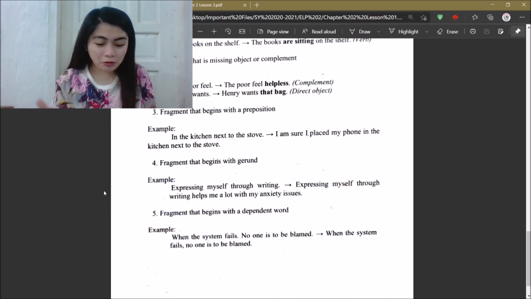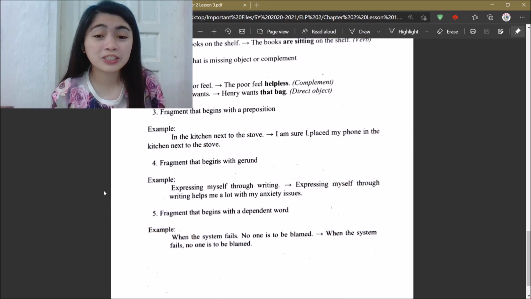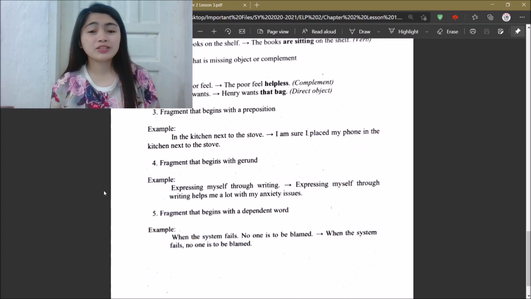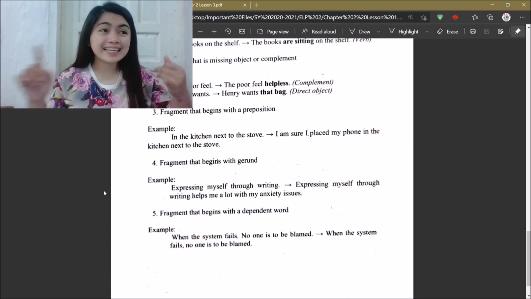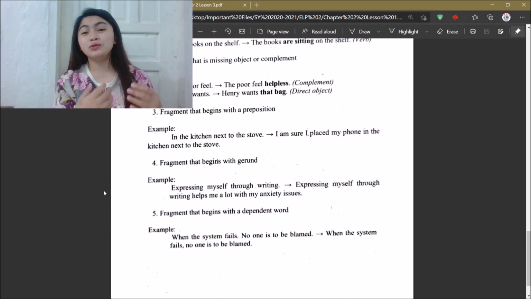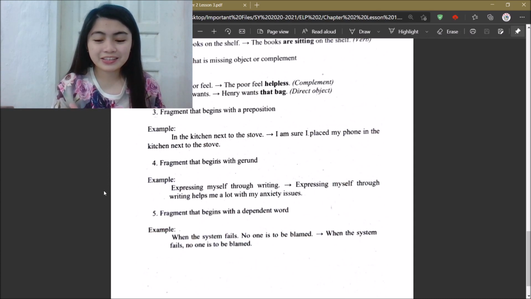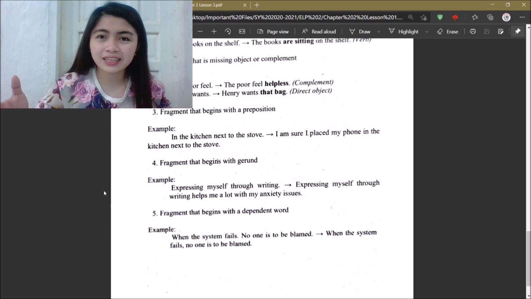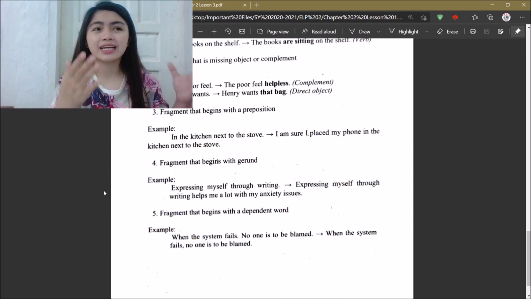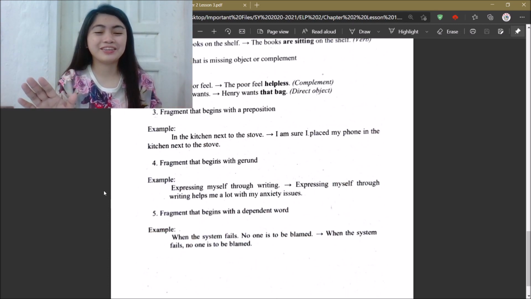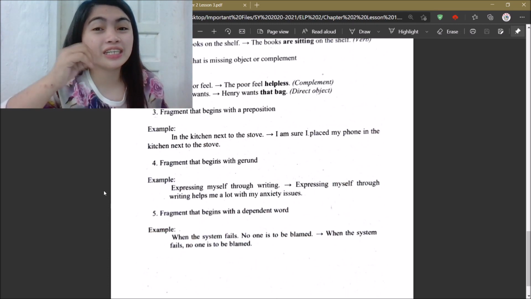Next, number 4 is fragment that begins with gerund. So gerund is the ing form of the verb that functions as a noun. So yan yung ating singing. So singing is what I do for a living. So yung singing doon, it did not act as the verb of the sentence, but it act as the subject of your sentence. Medyo naintindihan ba natin yun? So yun yung function ni gerund.